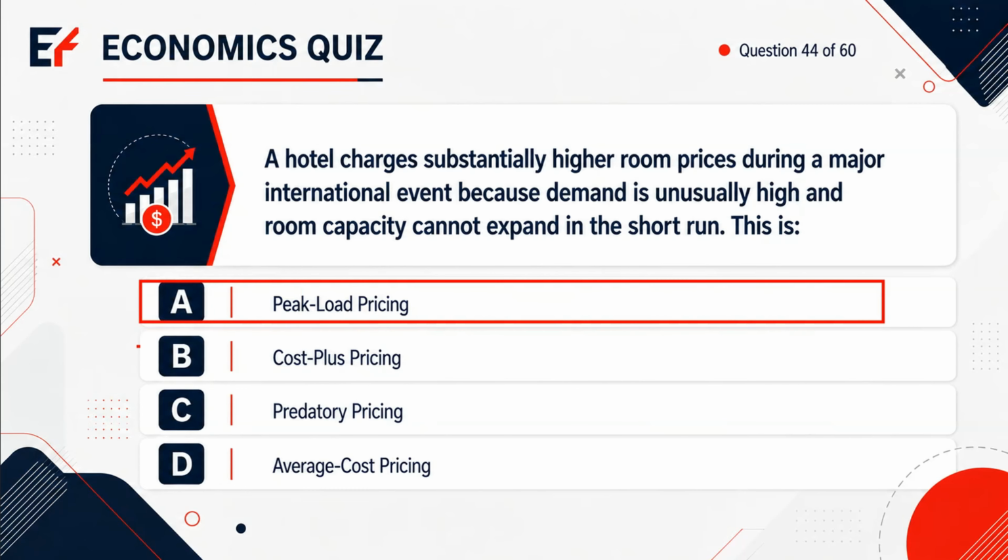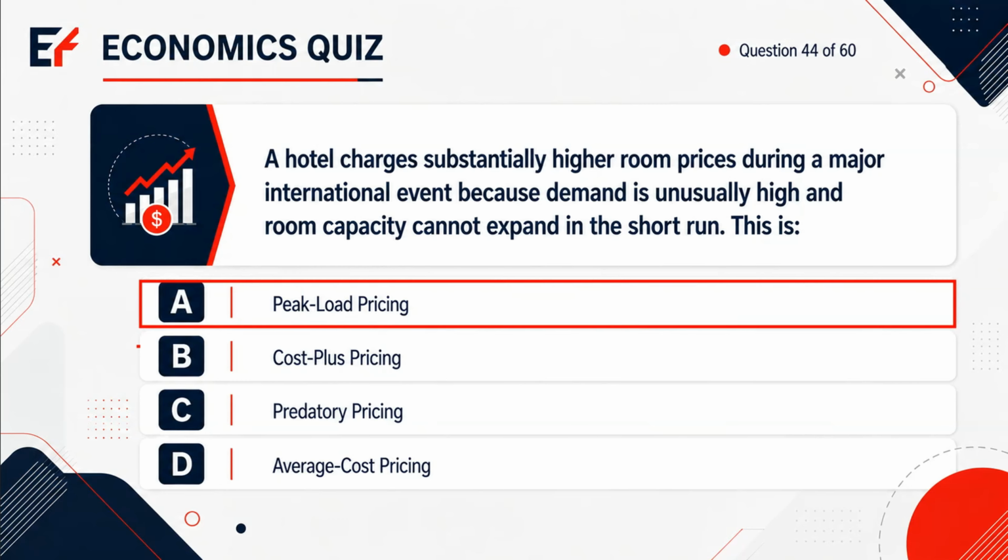Let's identify the reason for the higher price. Peak load pricing involves charging higher prices during periods of unusually high demand when available capacity is limited. In this case, the major international event increases demand for hotel rooms, while the hotel cannot quickly add more rooms. Therefore, the hotel raises prices during the peak demand period.